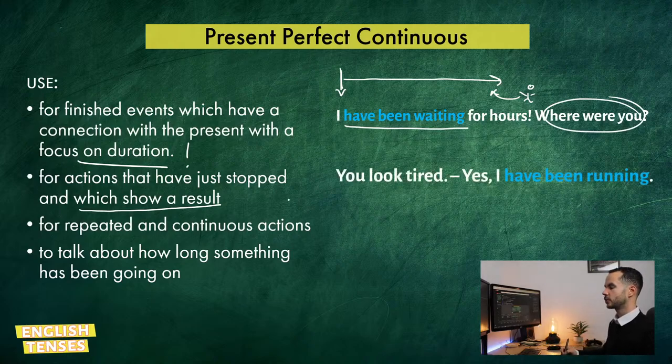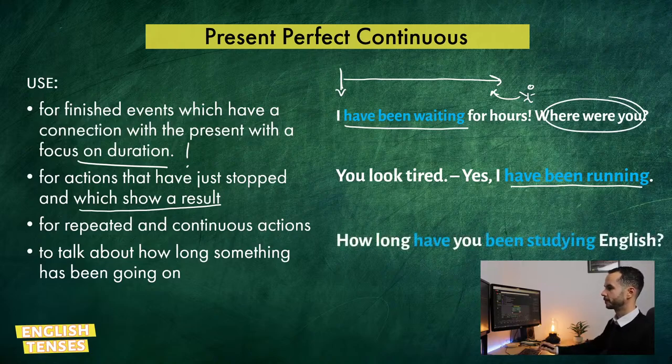This one, actions that have just stopped: you look tired. Yes, I have been running. I have been running, there is a result. And when we want to talk about how long something has been going on: how long have you been studying English? This also relates to repeated or continuous actions: I'm still studying English. How long have you been studying English?